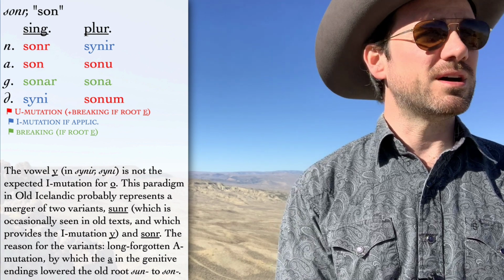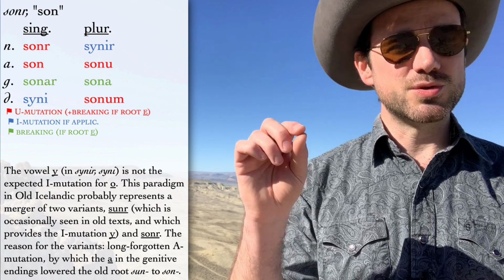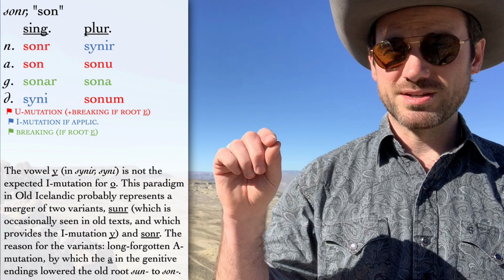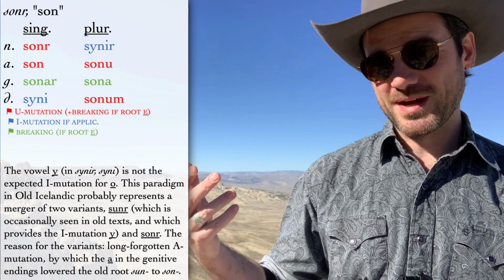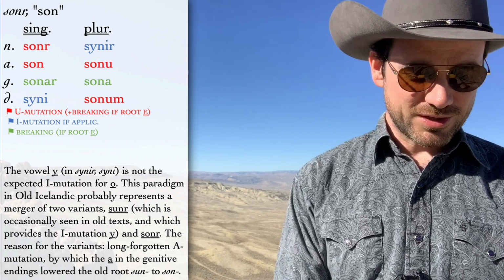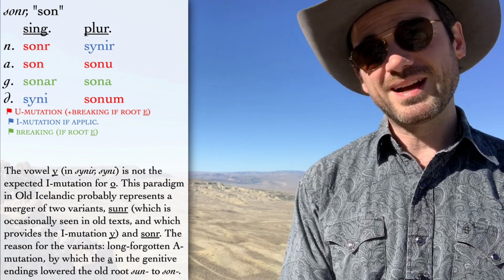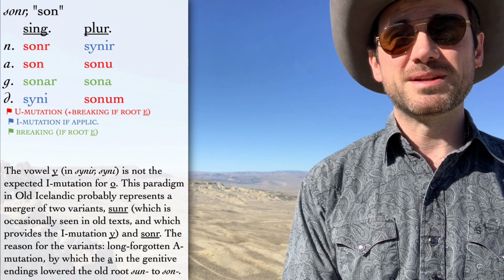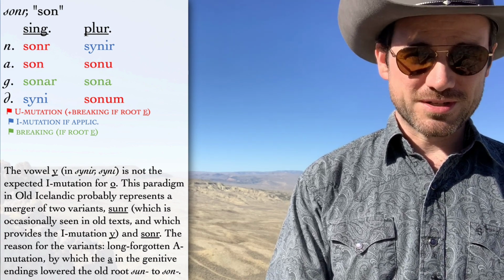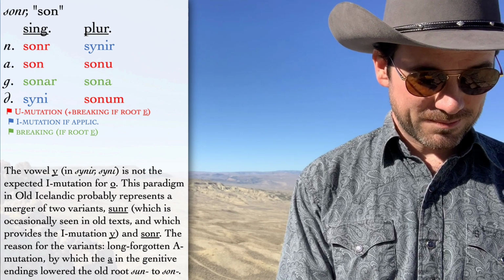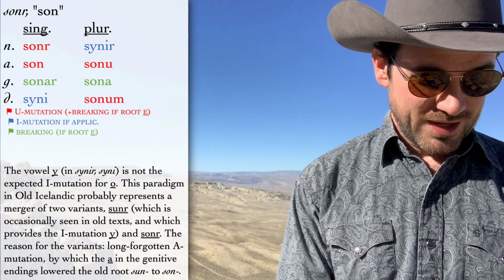This is because there's an old dialect variation between Sunnir, S-U-N-R, and Sonar, S-O-N-R, and for whatever reason, the I-mutated forms go back to the form with U. I can maybe think of a reason other than dialect for that, but I'll explain it in text. It's too much to go into right now. I'm going to lose you all on this anyway.